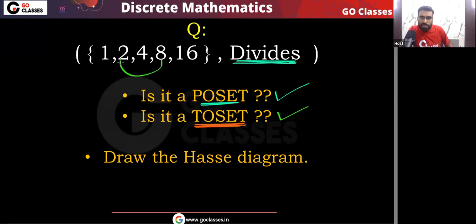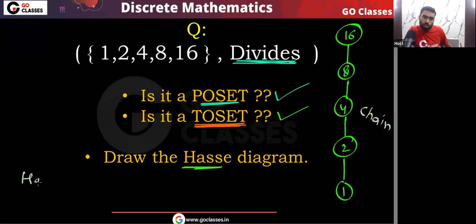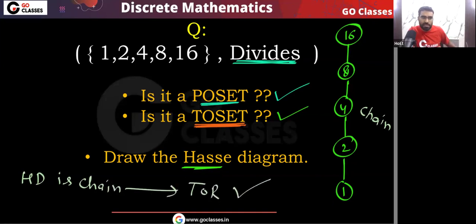Okay, tell me, are these two elements comparable? Yes, 2 divides 8. Are these two elements comparable? 4 divides 16. Now let's create the hash diagram. You can see 1 divides 2, 2 divides 4, 4 divides 8, 8 divides 16. Did you get a chain or not? Yes, the hash diagram is a chain. So because the hash diagram is a chain, what can you say? If the hash diagram is a chain, then it simply means it is a total order relation. Okay. Very simple point.